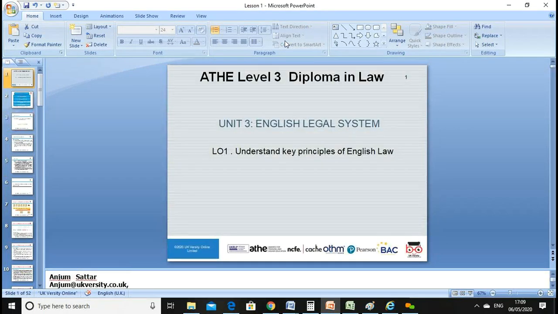Today's lesson we learned about the assessment criteria. We discussed civil and criminal law, and how we pass the laws and the stages. That was the key discussion.